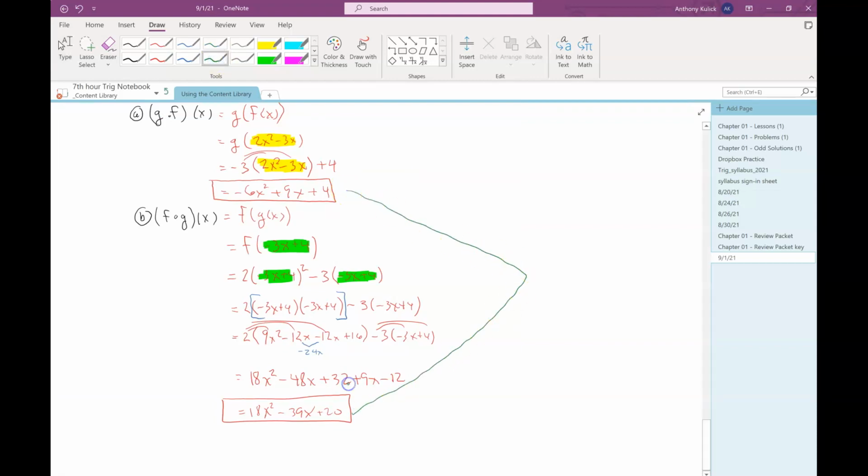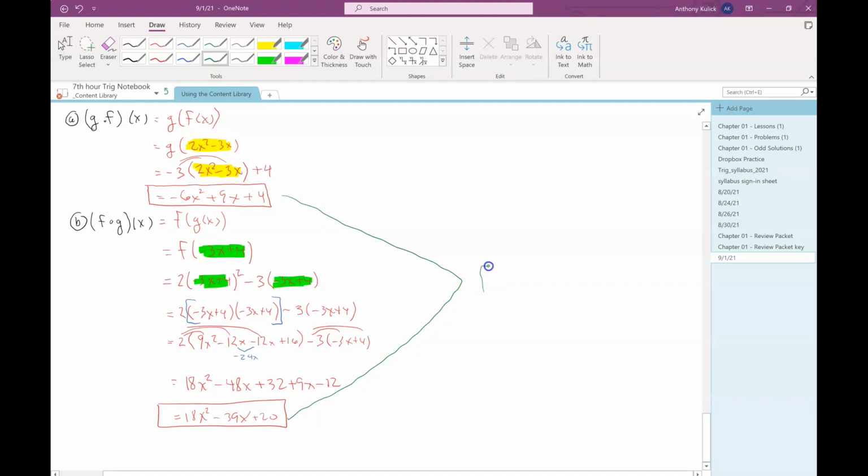If you notice, these two answers are not the same, clearly, right? What this tells me then is that composition doesn't work the same forward and backwards. Right? Addition does. 1 plus 2 is the same as 2 plus 1. Doesn't matter the order that you add two things. Composition, though, F compose G and G compose F, we just saw that we get two decidedly very different answers here.